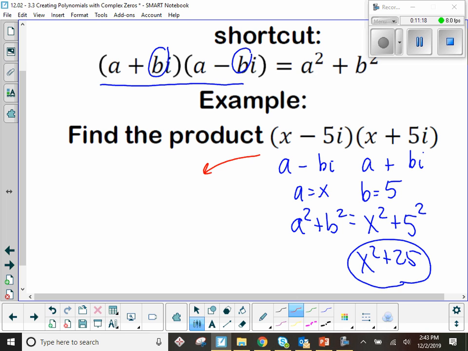If you were to FOIL x minus 5i, x plus 5i, you do your first terms, x squared. The outside is the x and the plus 5i. Multiplying those things just means smushing them all together. So it would be this, plus x times 5i. When you do your inside terms, it's negative 5i and x, you just smush them together.